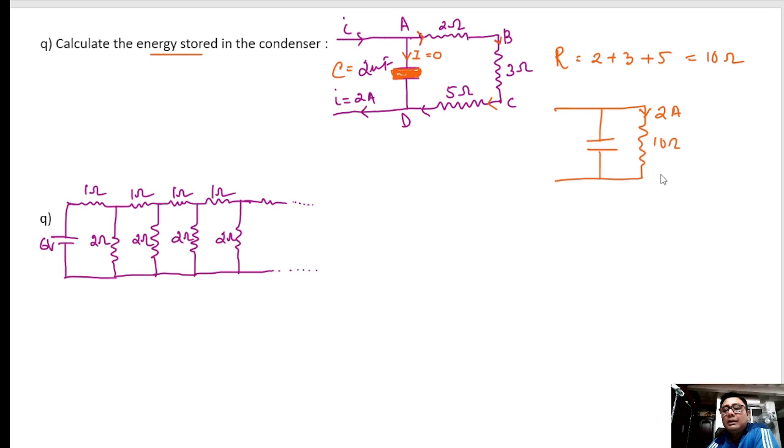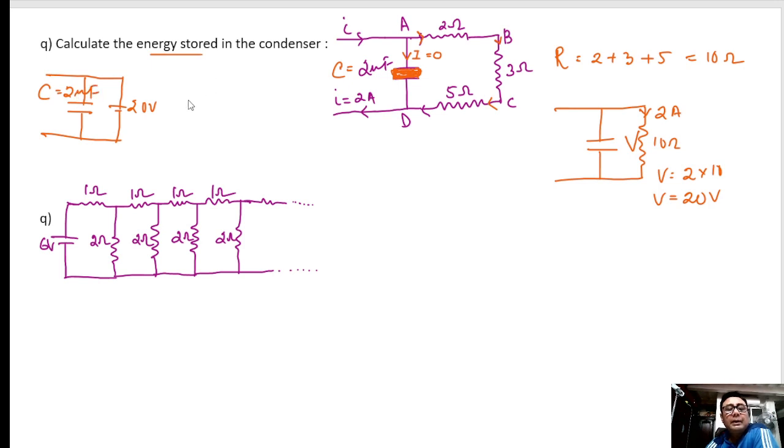So what is the voltage developed across this? What is the voltage V? So V is equal to I into R. So 2 into 10, V comes to 20 volts. That means the condenser is actually connected to a voltage of 20 volts, and the value of C is given to you, 2 microfarad.